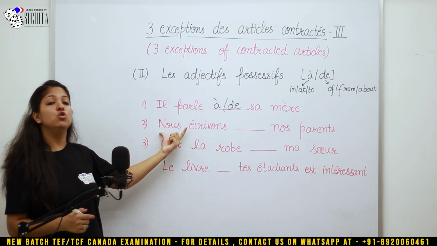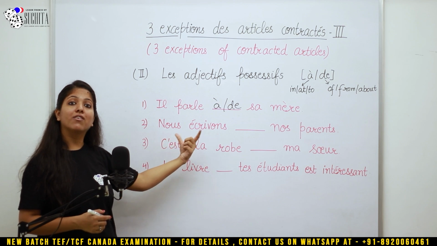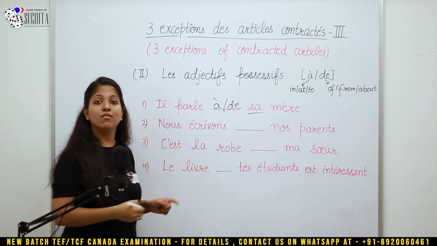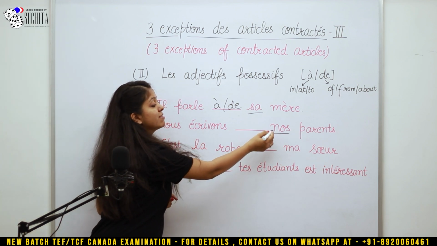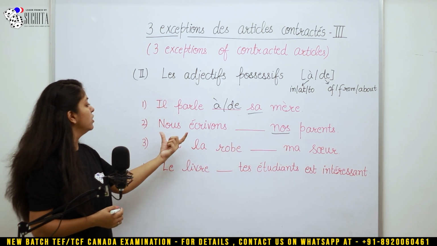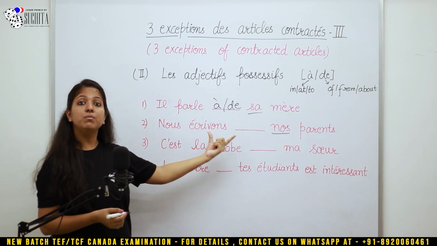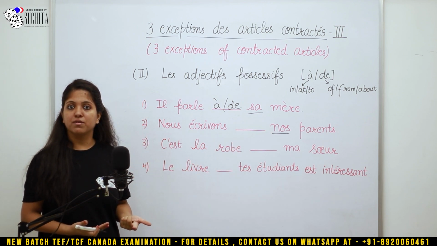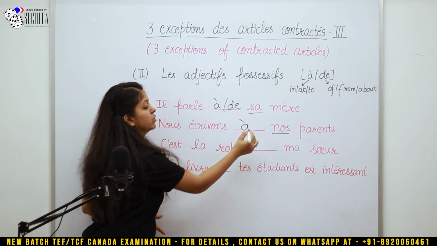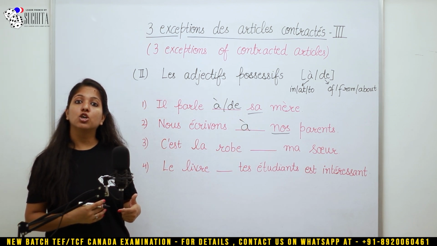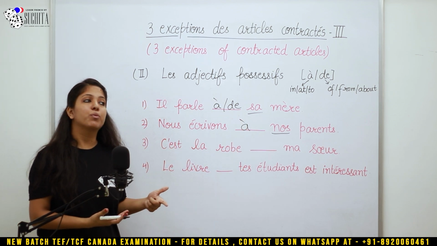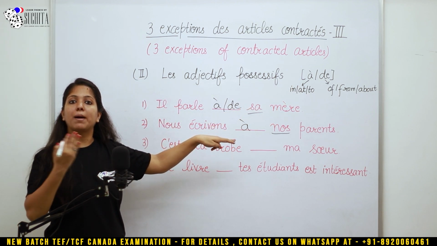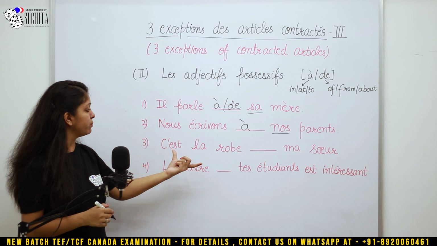Deuxième exemple, nous écrivons. We write nos parents. So this nos is your possessive adjective, which means we write our parents. So we write to our parents. You will never say we write to the our parents. So simply you will put à and not à plus la or à plus les. No, that you do not have to do.